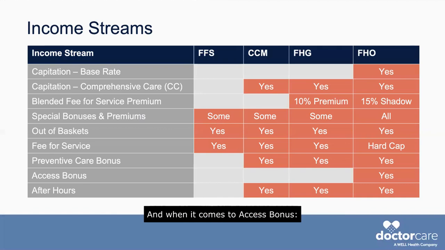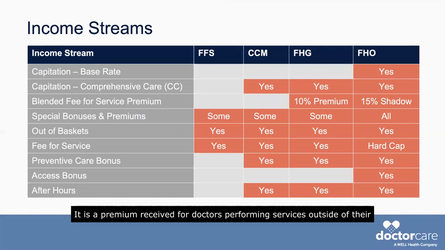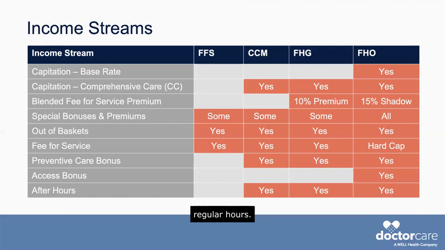And when it comes to access bonus, it is only available in the FO model, and it's approximately 20% of your base rate capitation payment that is held back and can be earned by physicians when their enrolled patients do not seek care for services listed in the contract outside the group with which the patients are enrolled. And last but not least, the after hours, which is included in the CCM, FIG, and FO models. It is a premium received for doctors performing services outside of their regular hours.